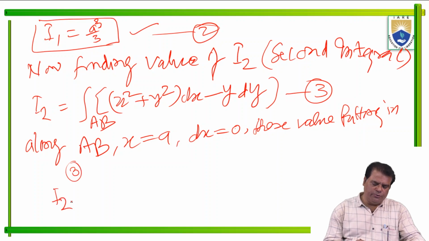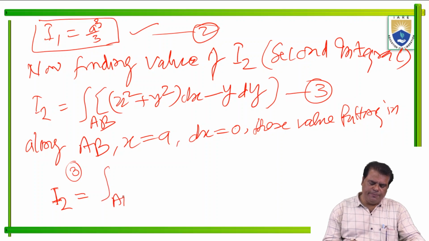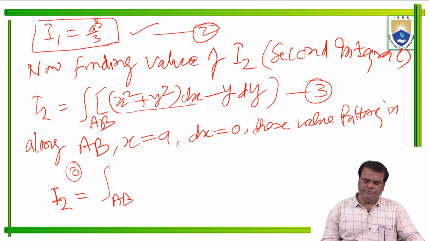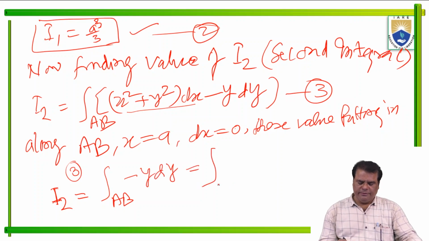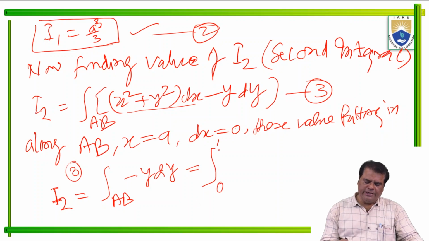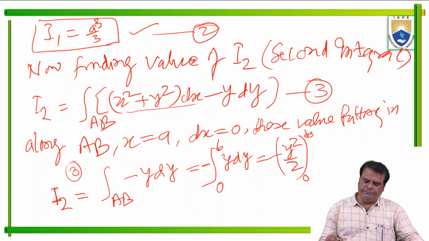Then I2 is equal to the second integral over AB. Here dx is 0, so this term's total result is 0. So here is minus y dy. This equals the integration with y from 0 to b of minus y dy, so minus y²/2, putting values 0 to b. So here is minus the upper limit b²/2. This is I2.